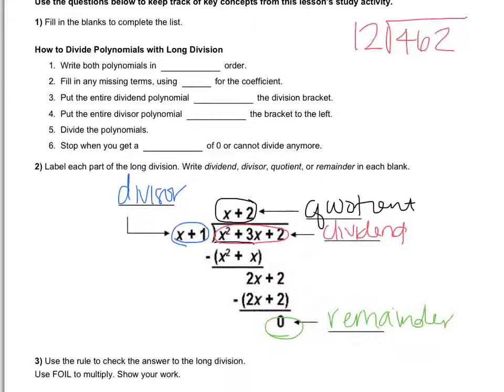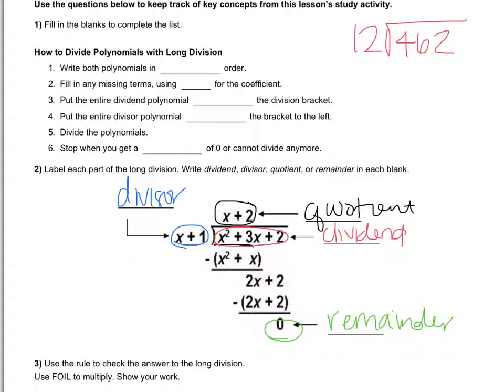When you divide polynomials, what you're doing is you are figuring out what the factors are. So if you were to multiply x plus 1 and x plus 2, you would get x squared plus 3x plus 2. So to write them in the actual process, the steps you take is you're going to write both polynomials in descending order.